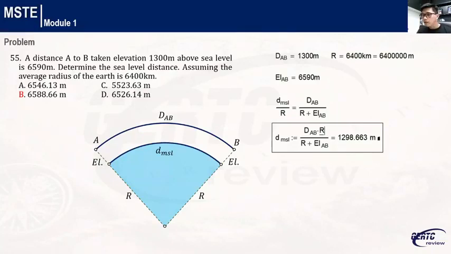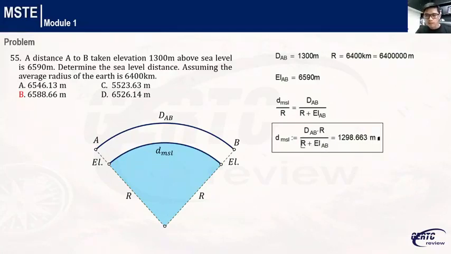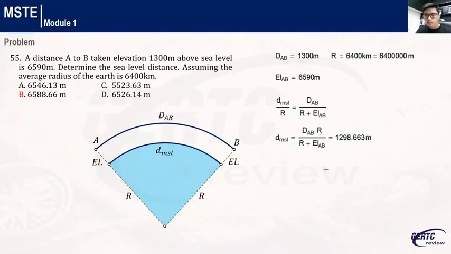Okay. 300 meters. Saan ba tayo nagkamali? Distance AB is to elevation plus R. Correct naman, no? Kala nga, ano nangyayari dito? 6,400 kilometers. Alright. And convert natin. Saan tayo nagkamali, guys?